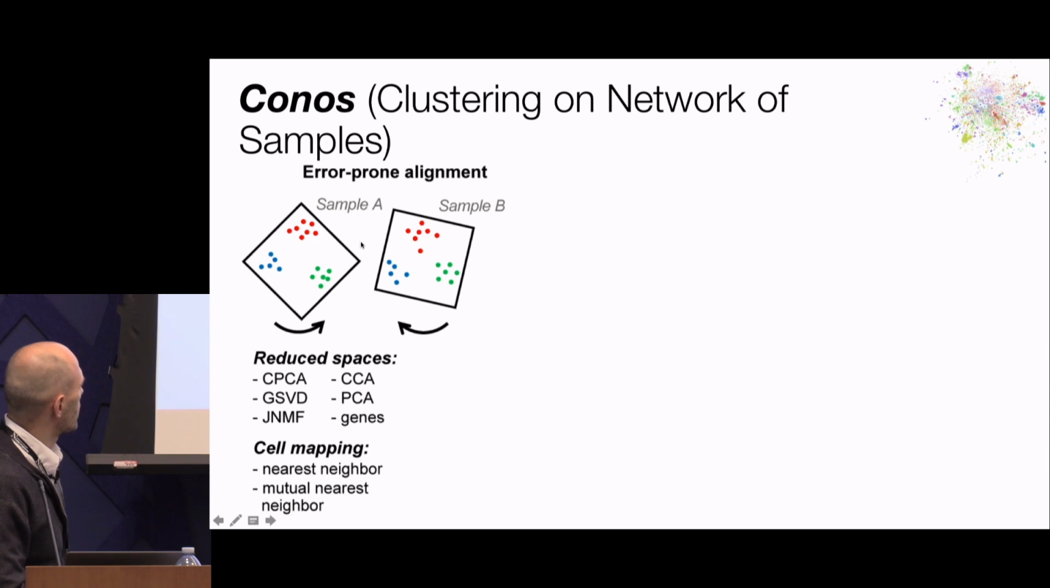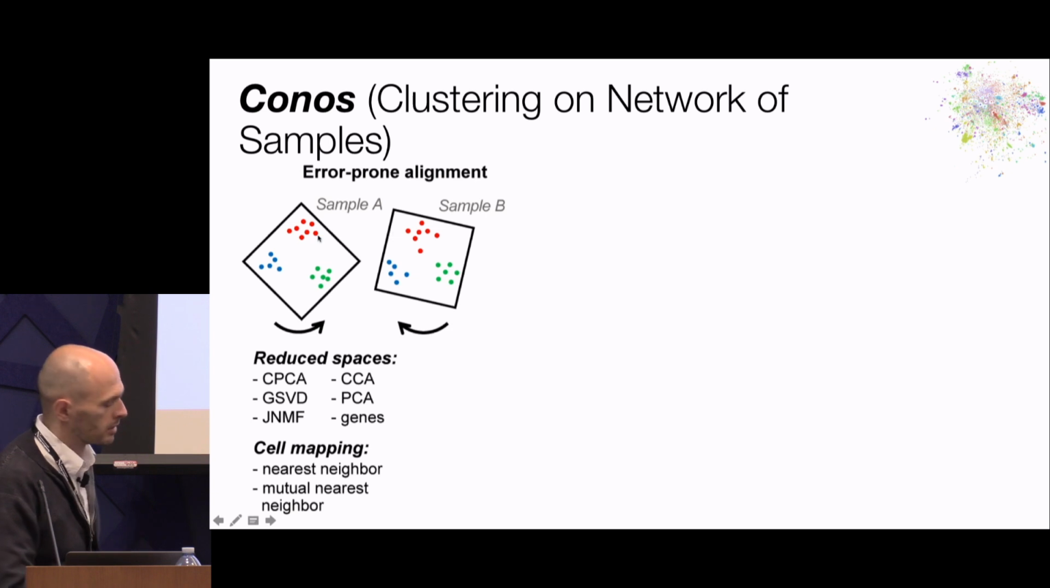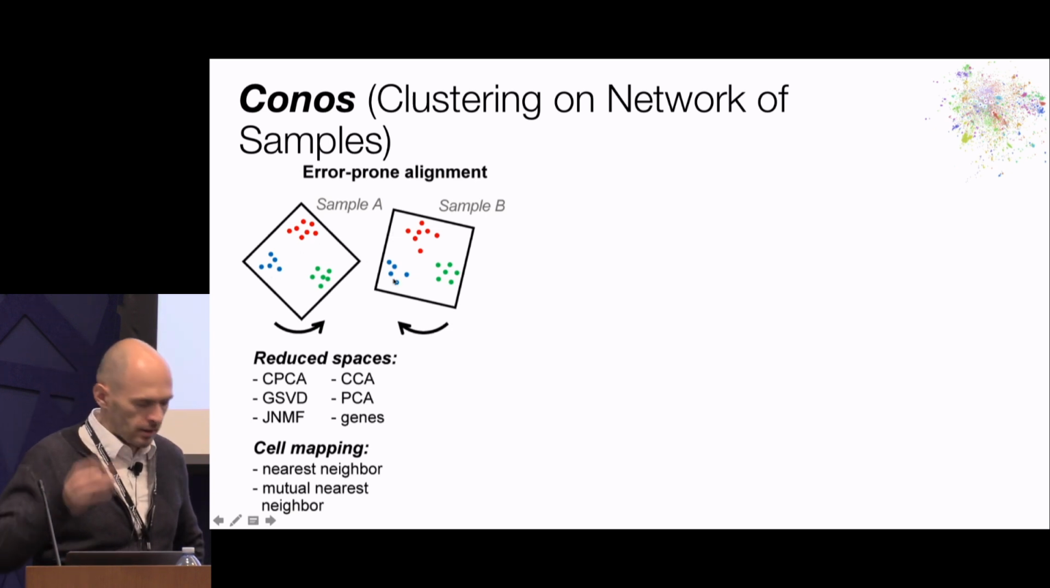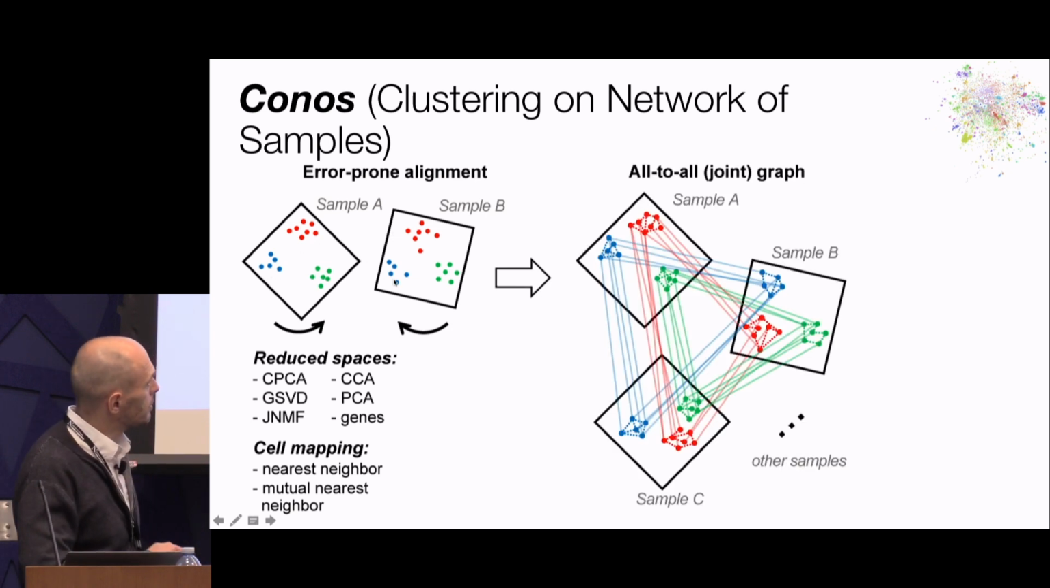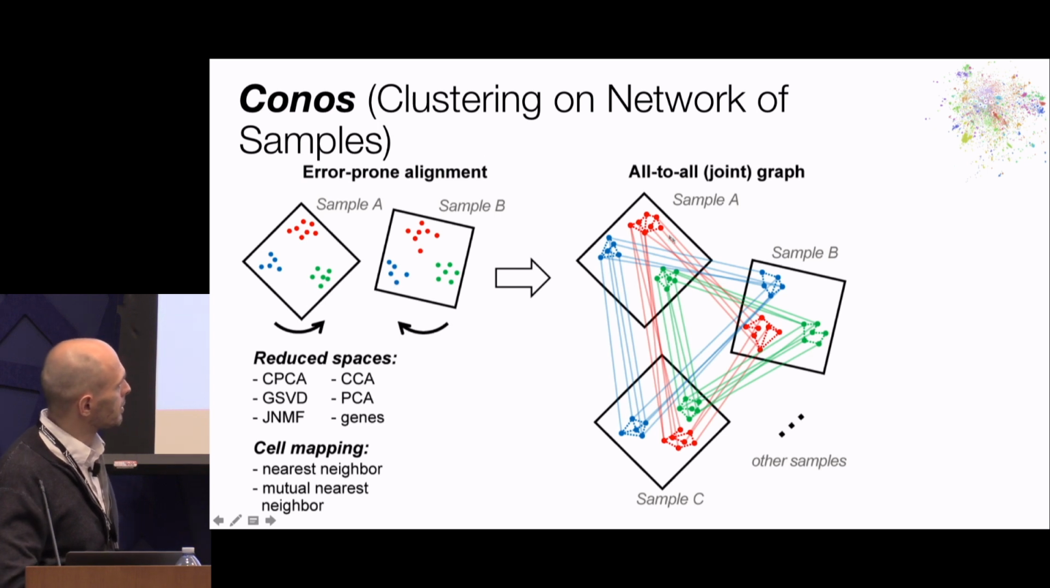So the simple strategies are basically finding the nearest cell in the other data set, or the best reciprocal hit, the mutual nearest neighbor. For instance, these red cells may map to these red cells, and so forth. The key thing here is that we'll continue doing this between all pairs of samples. Here, for instance, we have only 3 samples, maybe others.